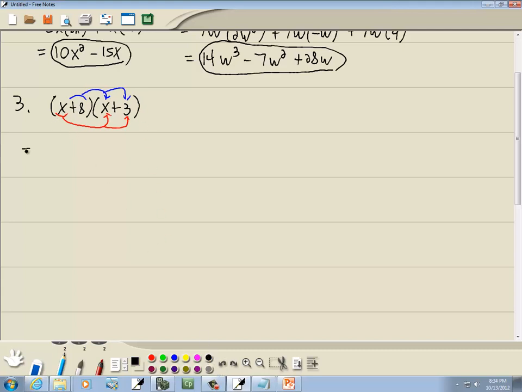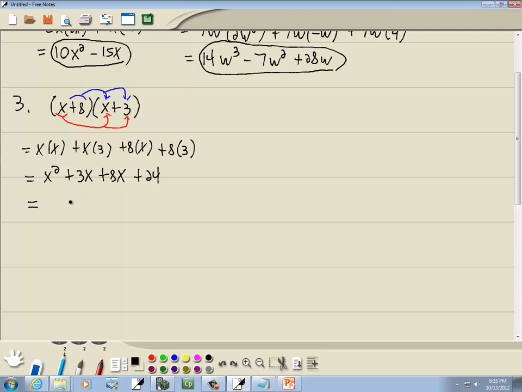Well, I got x times x. I got x times 3. I got 8 times x. And I got 8 times 3. So you just follow the lines. It's very easy to do when deciding how to multiply everything together. Well, x times x is x squared. Remember, you add the exponents. X times 3 is 3x. 8 times x is 8x. And 8 times 3 gives us 24.